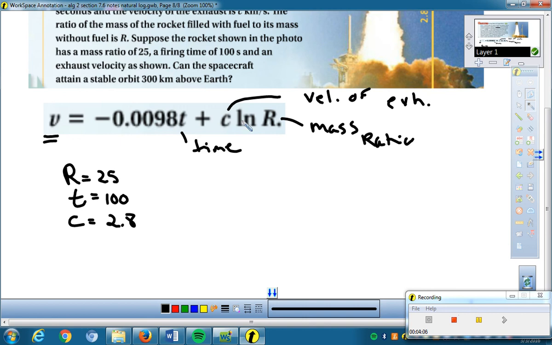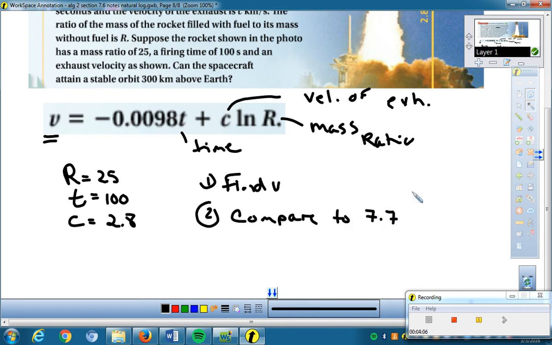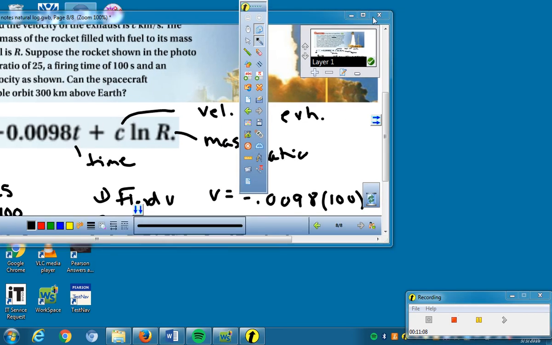So right now you need to plug it into your calculator. We're just plugging in values. So V equals 7.7. We're going to compare our V to 7.7. We're going to find V first, and then we'll compare it to 7.7. Okay. So we're just plugging in. We will have V equals negative 0.0098 times what? 100. 100 plus 2.8.